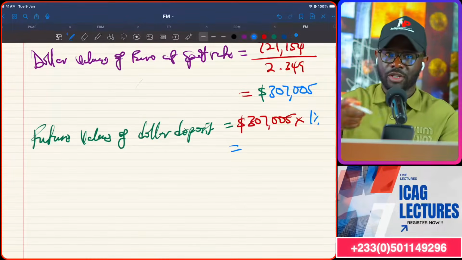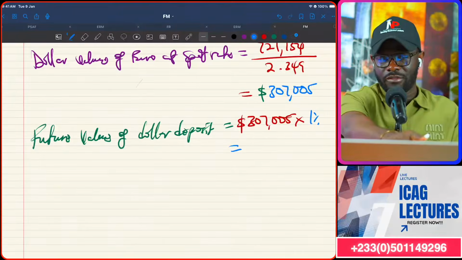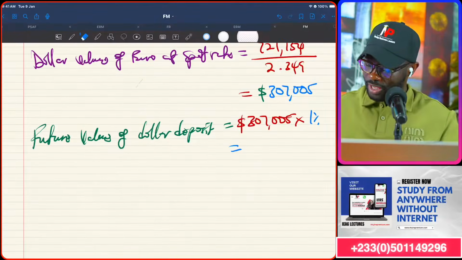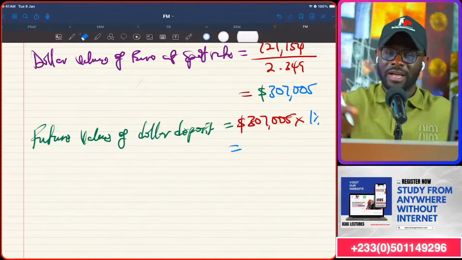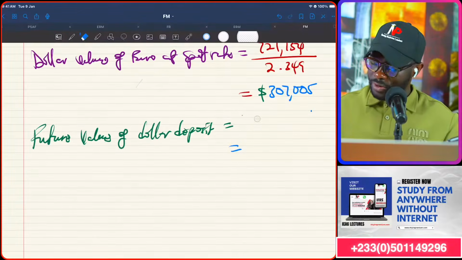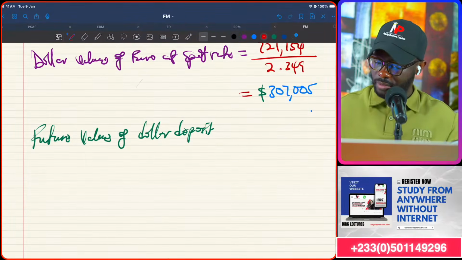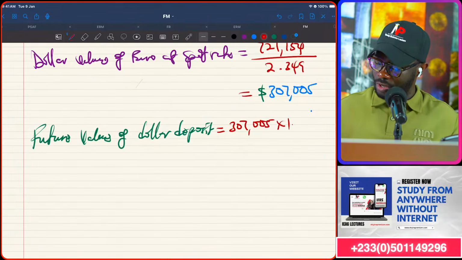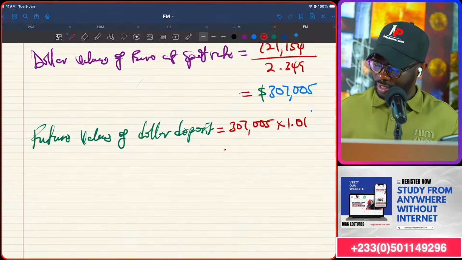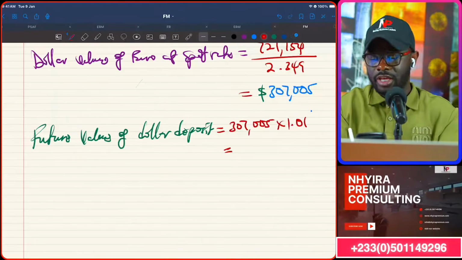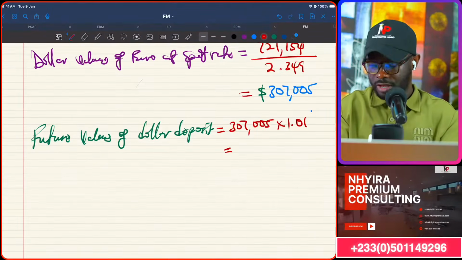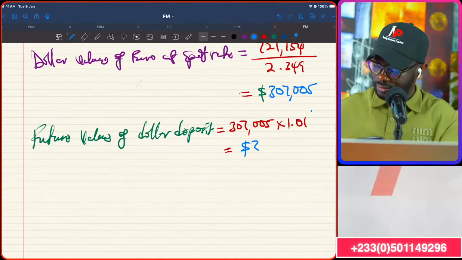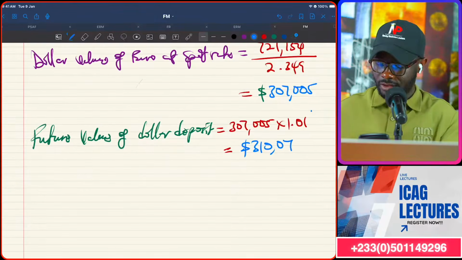Sorry, I missed something. Because for the future value, this will give us only the interest we will earn, but plus the money itself, so that we get a future value. So let me present it this way rather. So 307,005 times 1.01, so that we can get the amount inclusive of the interest. So 307,005 times 1.01, and that will be $310,075.